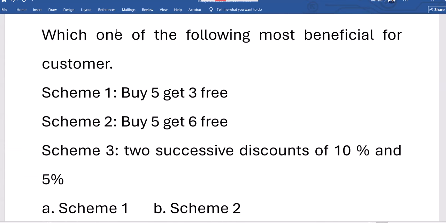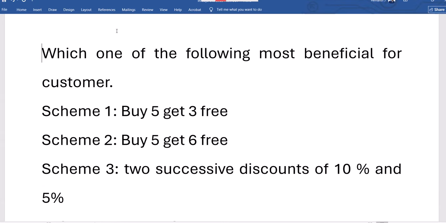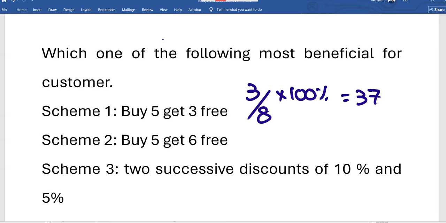Now, which is most beneficial to the customer? Which scheme is most beneficial to the customer? Scheme 1, scheme 2, scheme 3. What is scheme 1? Buy 5, get 3 free. So you are getting a total of 8, out of that 3 is free. 3 out of 8 is the discount; if you convert into percentage, it is 37.5% discount.